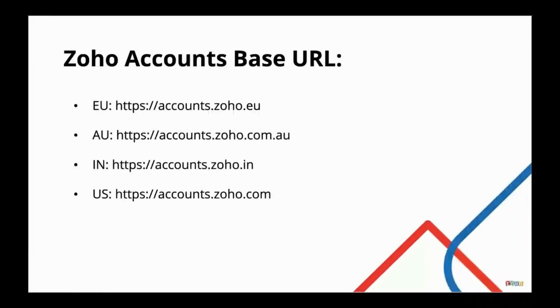And here we have the base URL. If you are located in multiple locations, you will have different types of data centers like .eu, .au, .in, or .com. Based upon the type of data center or application database you're using, you need to pass the respective base URL, which is accounts.zoho followed by .eu or .au or .com.